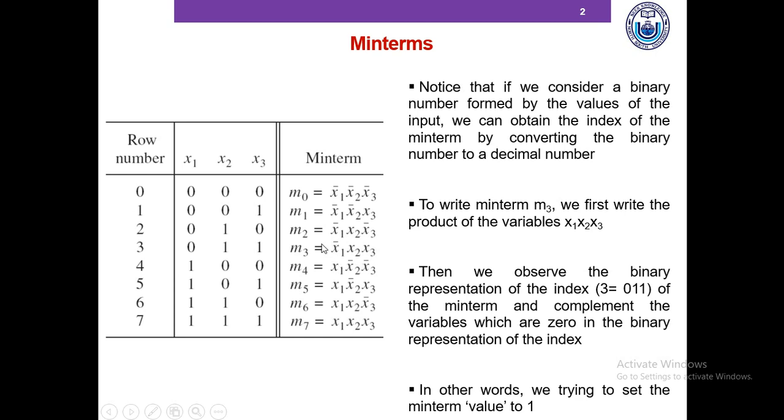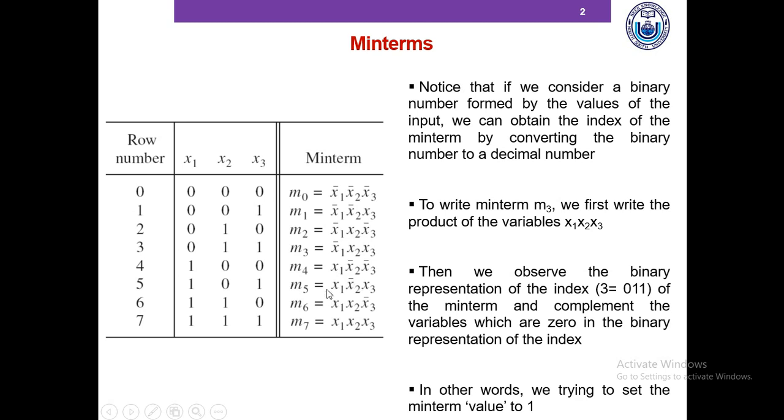We complement the variables if they are 0 in that row. For instance, in this row, x2 is 0, x1 and x3 are 1, so we have complemented x2 in the expression of the minterm.